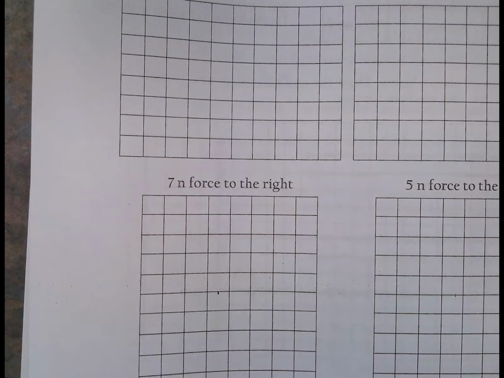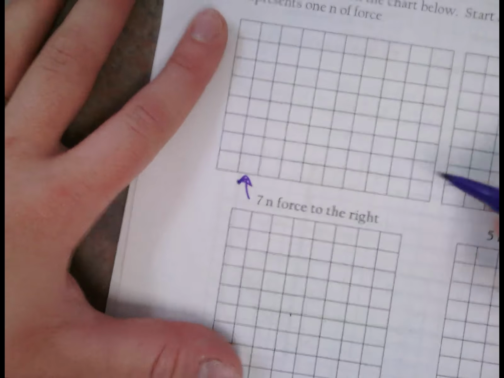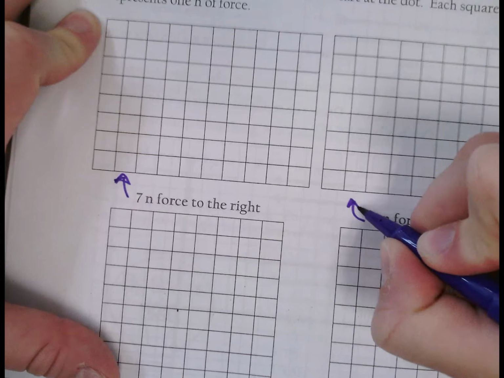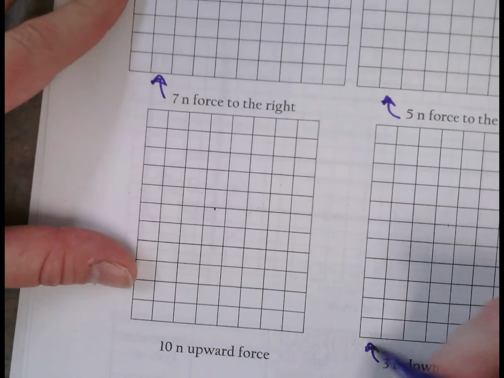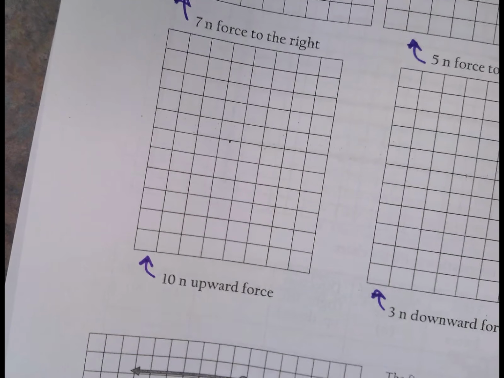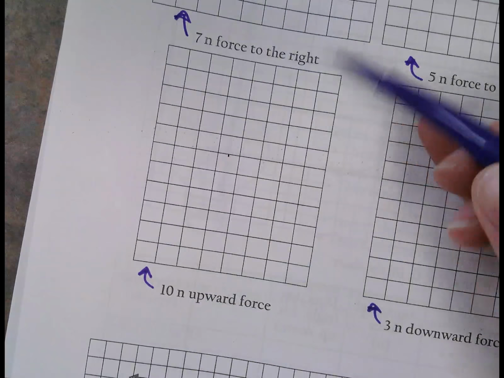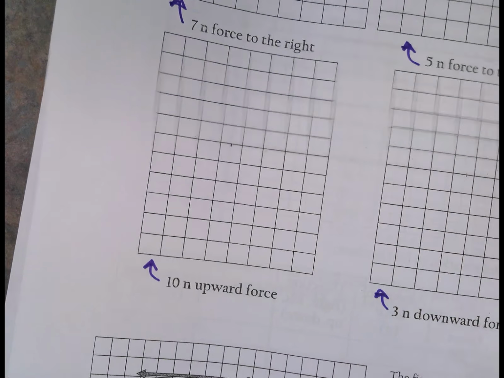All right, this is something that was kind of confusing. This is 7 N to the right. Here's what you're going to draw in this box. This is 5 N to the left. This is 3 N downward, and then this is 10 N upwards. So you're just drawing them. It's really not that difficult. You're going to start at a certain point, and if you want to draw it over here on this side or over here going upward, it is what it is.